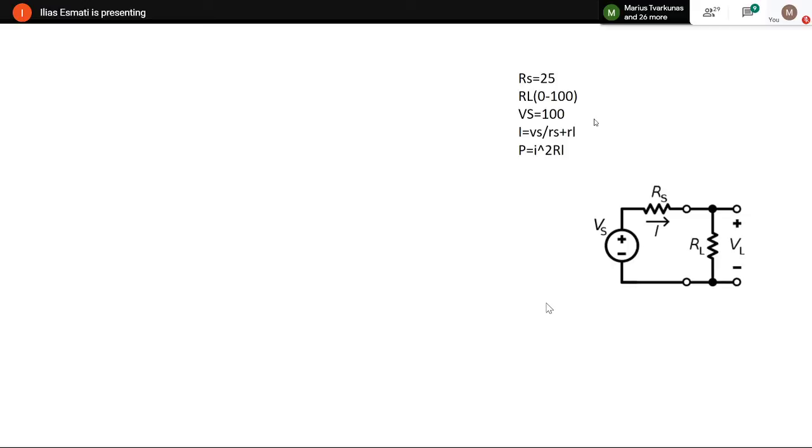So if we have, let's say, a source and a resistor and a load, let's say our source resistance is 25.